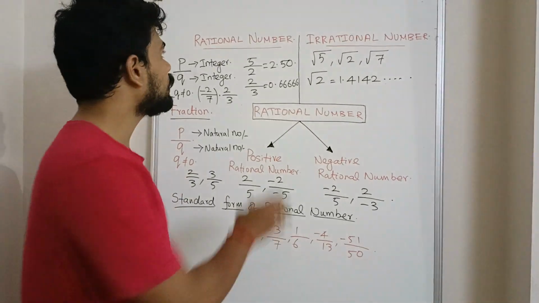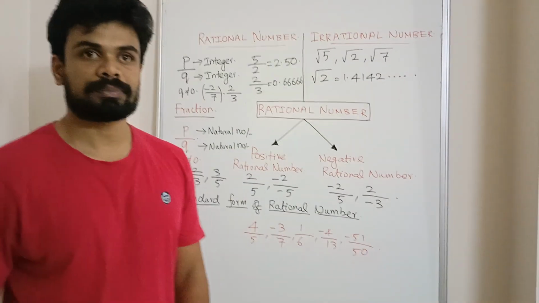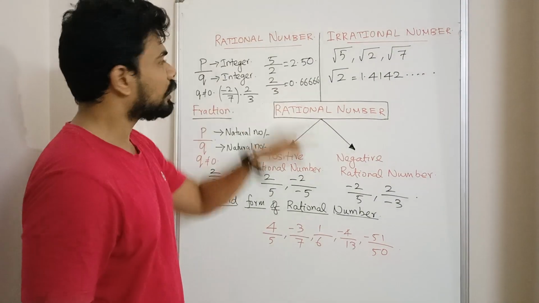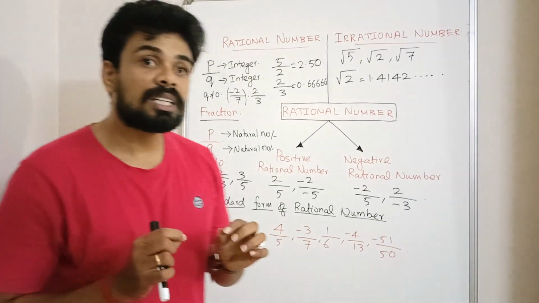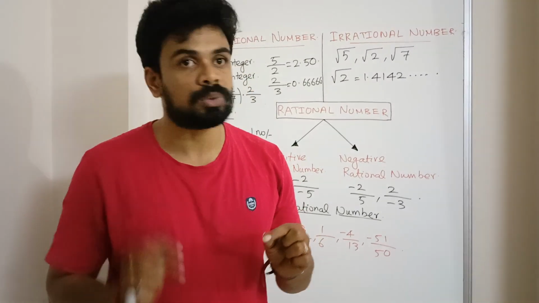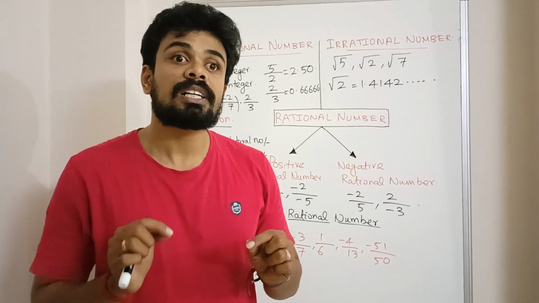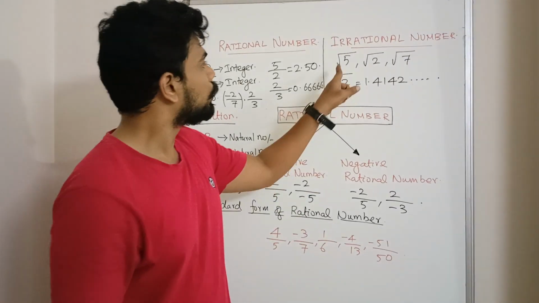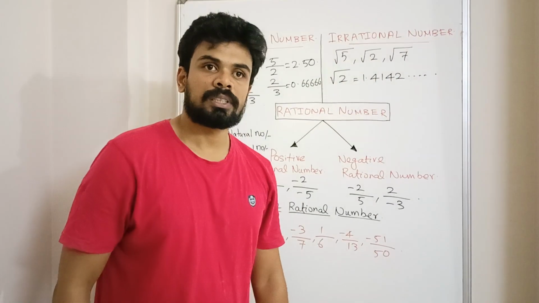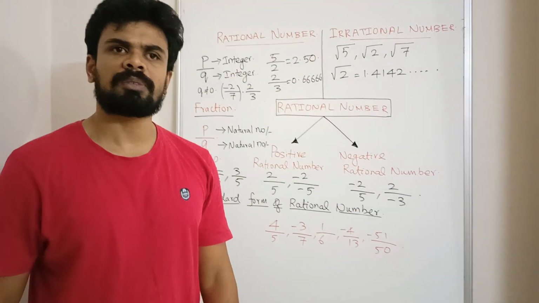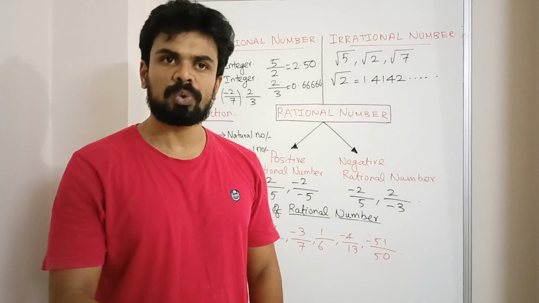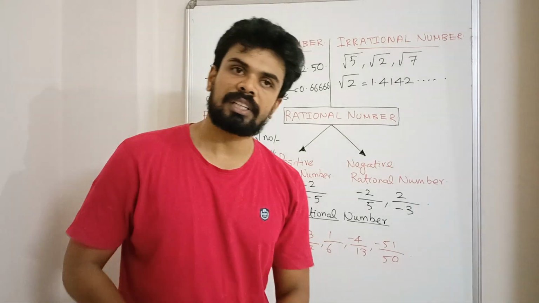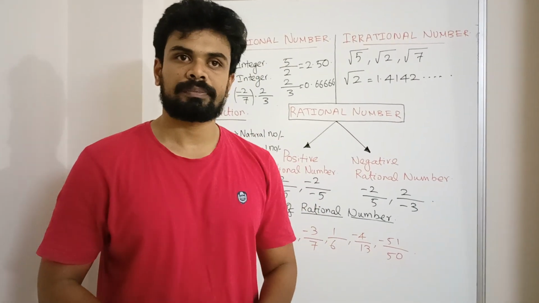Now we can see the difference between a rational number and an irrational number. As you see, minus 2 by 7 and 2 by 3 are examples of rational numbers, which means a rational number can be written in the form of p by q, but irrational numbers can't be written in the format of p by q. For example, root 5, root 2, root 7. You may ask, sir, how do you see root 5 as an irrational number? Guys, can I write root 5 in the form of p by q? Absolutely not. So I am concluding these numbers are irrational numbers. This is my first conclusion.